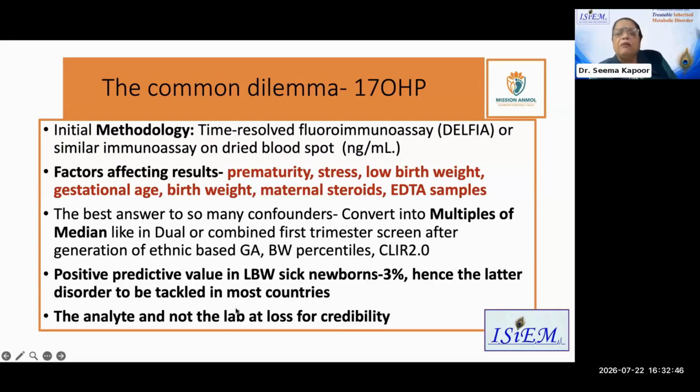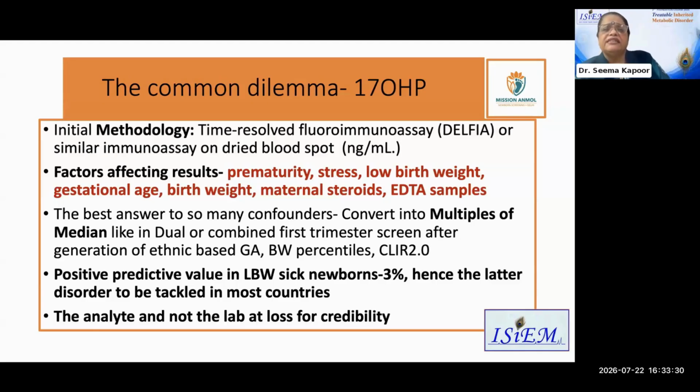right? So if a baby is born premature or in a stressful situation, is of low birth weight, lower gestational age, mother has received steroids for maturation of the lung, or you've taken a sample from the EDTA sample, not directly from the heel. All of these factors can affect the results. So there are so many confounders. So at birth, if you collect the sample from the cord, you will have a very high value, because the biggest stress to the fetus is the stress of birth.